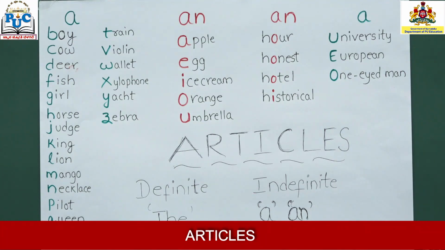ನೋಡಿ, ಎರಡನೇ ಪ್ಯಾರಾಗ್ರಾಫಲ್ಲಿ ಮೊದಲನೇ ಲೈನಲ್ಲಿ ದ ಮ್ಯಾನ್ ಅಂತ ಇದೆ. ಮೂರನೇ ಪ್ಯಾರಾಗ್ರಾಫಲ್ಲಿ ಟೆಕ್ಸ್ಟ್ ಬುಕ್ನಲ್ಲಿ ಏನಂತ ಶುರುವಾಗುತ್ತೆ? ದಿ ಎಲಿಫ್ಯಾಂಟ್. What I am trying to say here is that there are two types of articles. One is definite and the other one is indefinite.